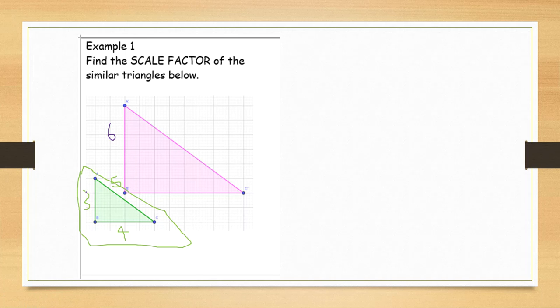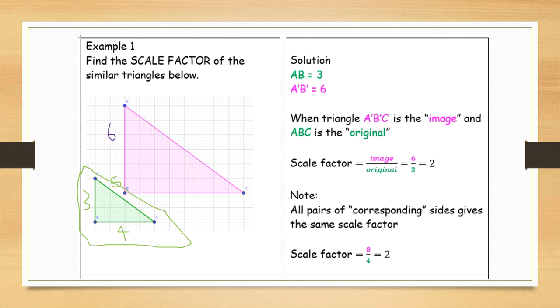So 6 over 3 is 2. That's our scale factor. So A dash B dash equals 6. The dashes indicate that the pink one is the image. So 6 over 3 is 2. So our scale factor, image over original, so size of the image over size of the original is 6 over 3. So our scale factor is 2.